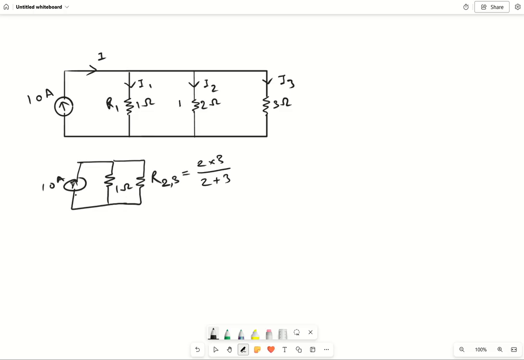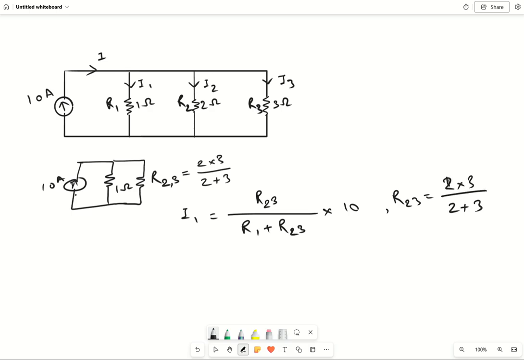Let us name them R1, R2, R3, so that our equations will be easier to understand. So what will be I1? I1 is the resistance other than where we are considering. That means the other two resistances, so this R23 should be the resistance. So it will be R23 divided by the remaining resistance, R23 plus R1, multiplied by the total current, which is 10 ampere. So here R23 is 2 into 3 divided by 2 plus 3. Okay, so this is how we determine I1.